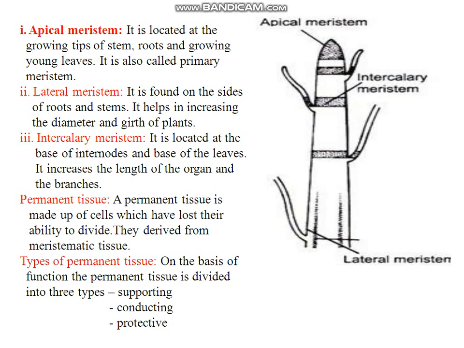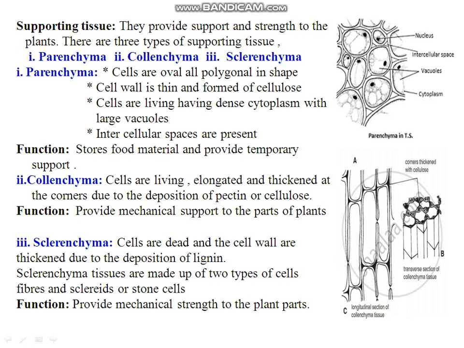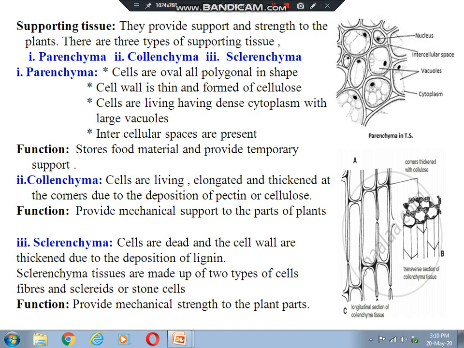So simple permanent tissue is divided into three types. These are supporting, conducting and protecting. Supporting means they provide strength, mechanical strength to the plant. Conducting means this tissue helps in the conduction of food, water and minerals. Protective means provide protection to the plant parts. Now, at first I am discussing supporting tissue. I have already told you what is the function of supporting tissue.